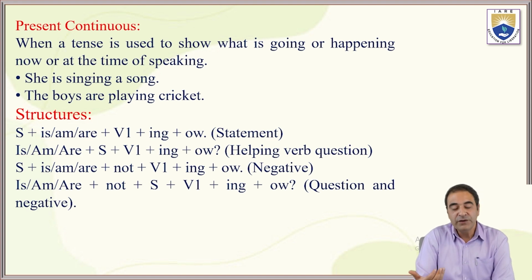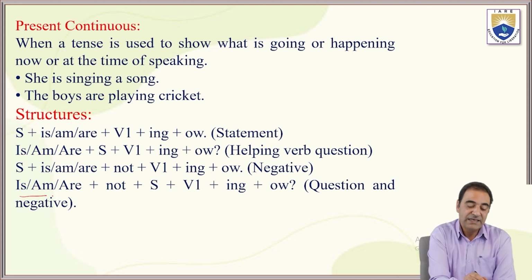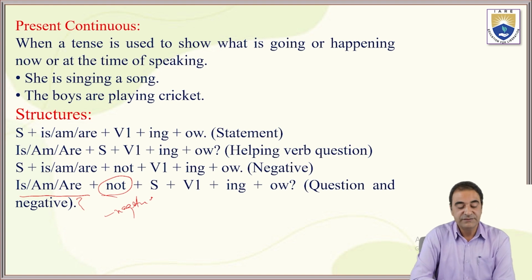Now, how we make both interrogative as well as negative sentences in present continuous tense. It's like this: is, am, are, that means be forms of verb, followed by not, plus subject, plus verb in ing form, plus other words. These be forms of verb, that is, is, am, are, help us to make an interrogative sentence, and the not helps us to make a negative sentence. These are the different structures of present continuous tense.